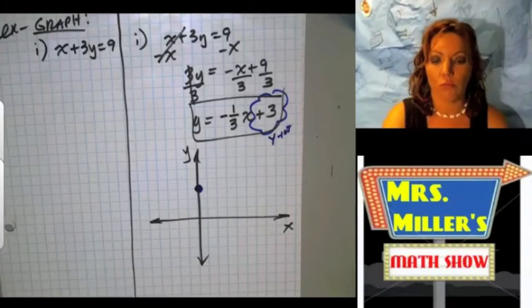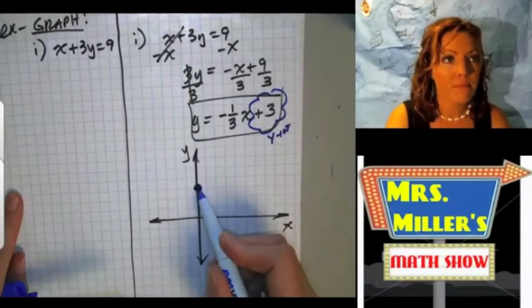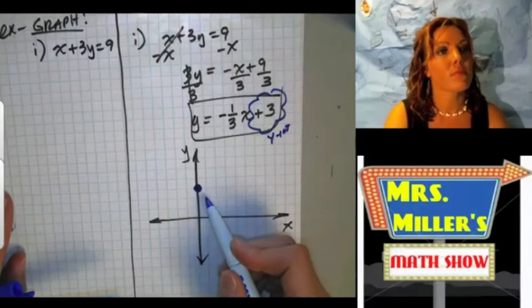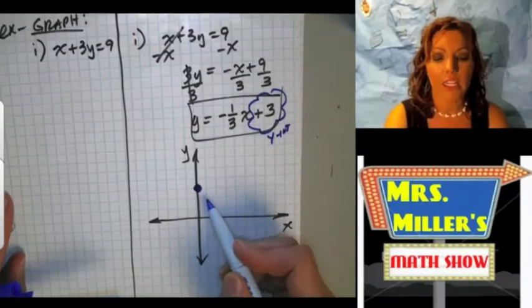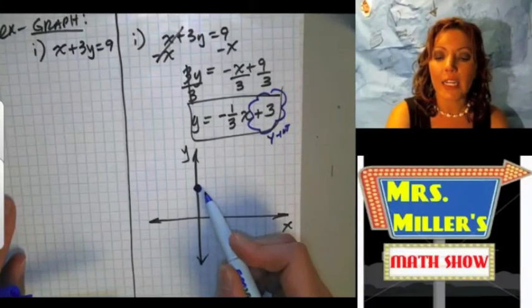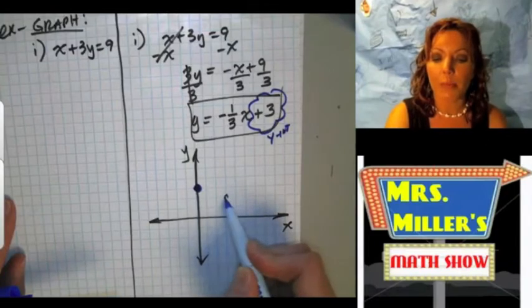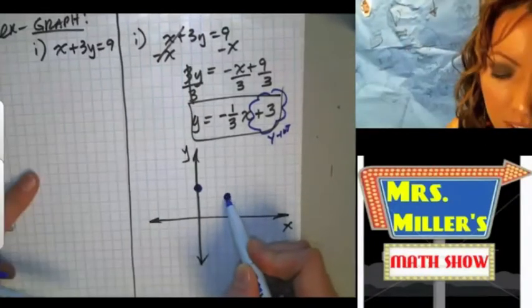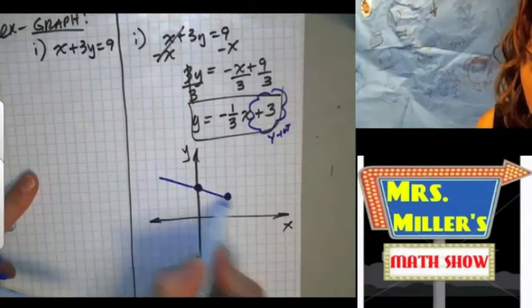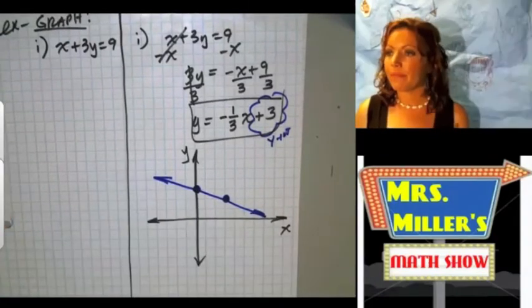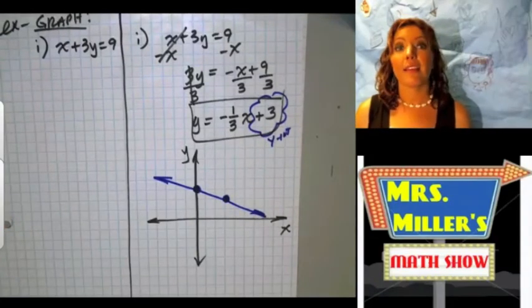Sloan. Well, it's a negative, so do we go down 1 over? Exactly. Perfect. She said because it's a negative, we go down 1 and right 3. Everybody give Sloan a round of applause. And connect them. Questions?